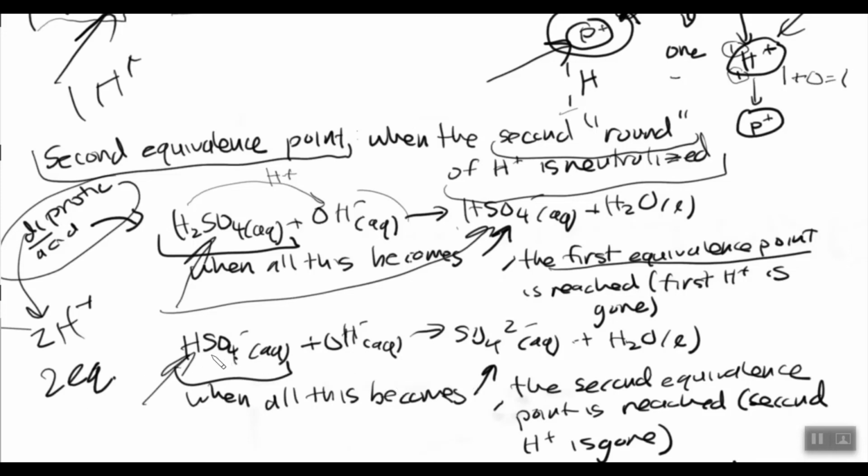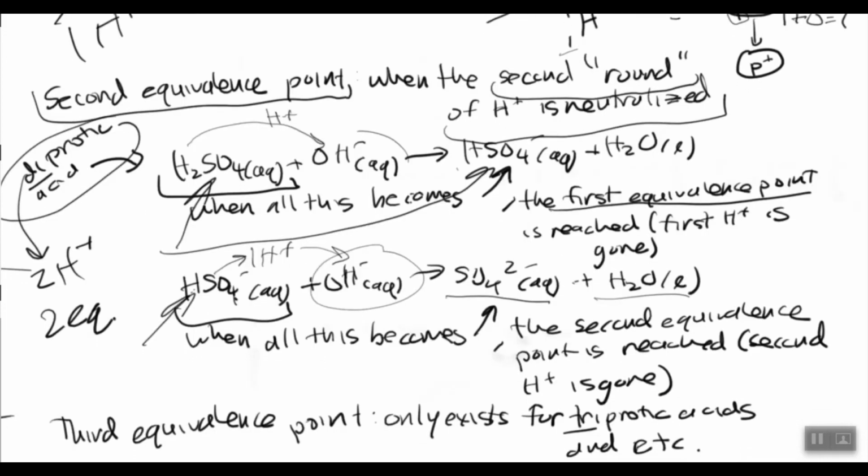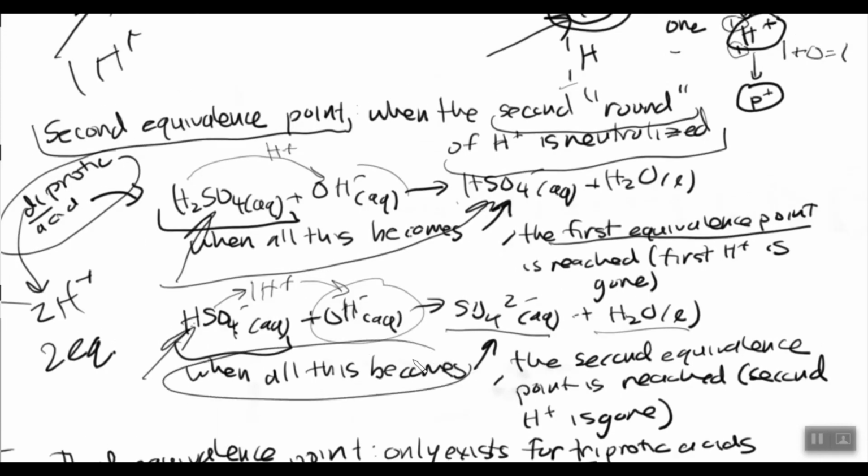So to neutralize this second H plus, which is just one H plus once again, we need 1 mole of OH minus to do that. And once they react, the H plus is transferred and we end up getting these two. And when all of basically this stuff becomes this stuff, then the second equivalence point is reached because the second round of H plus is completely gone.